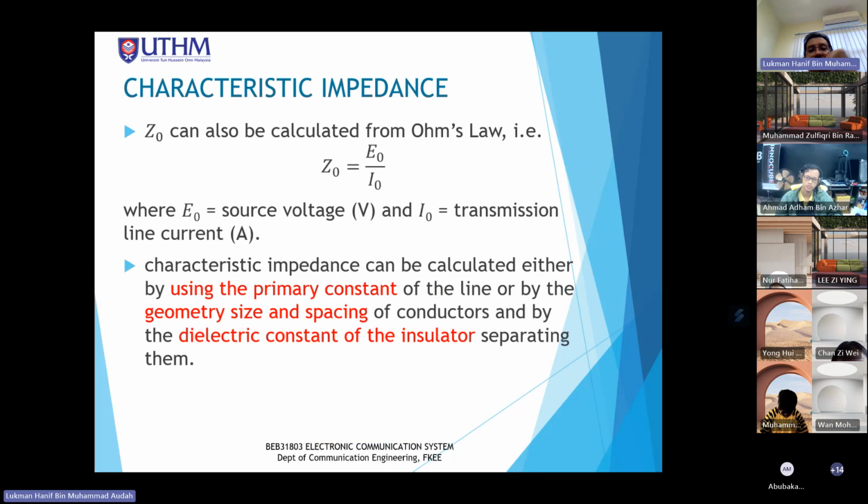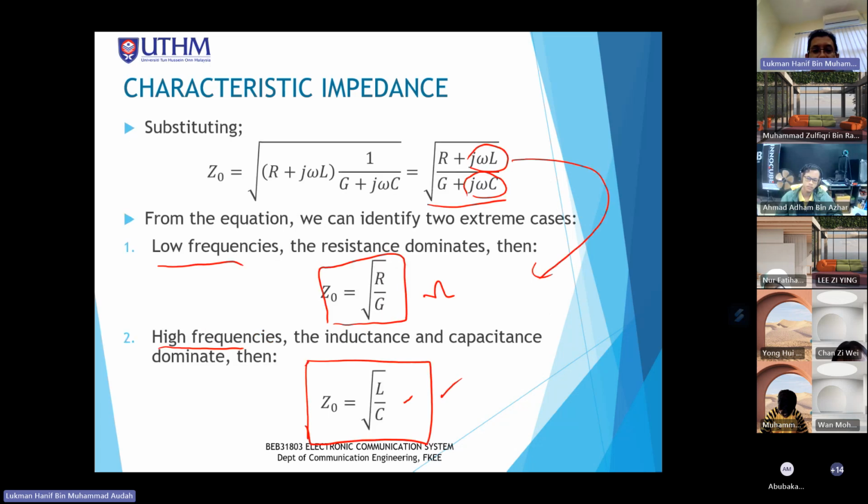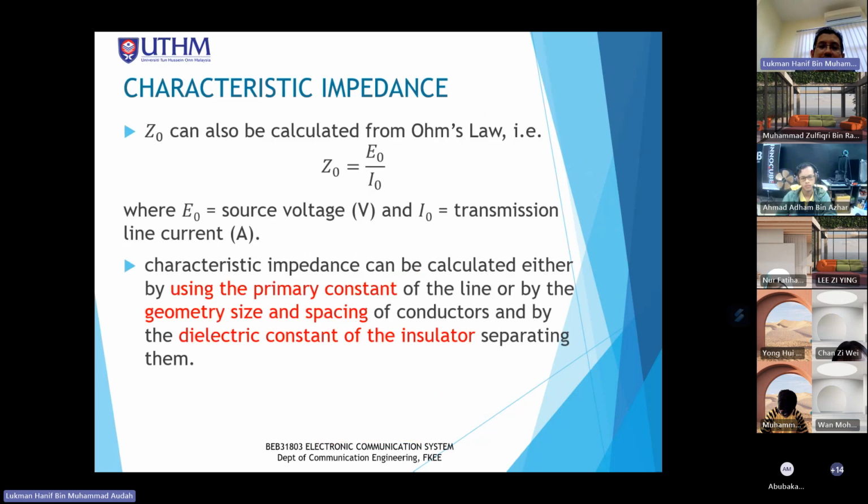And characteristic impedance also can be defined as E over I. E is the source voltage, I is the current that flows along the transmission line. Okay, so how many equations have we seen here? This is the first equation, the complete equation, the second, the third, and the fourth equation. So there are many ways to calculate the characteristic impedance.